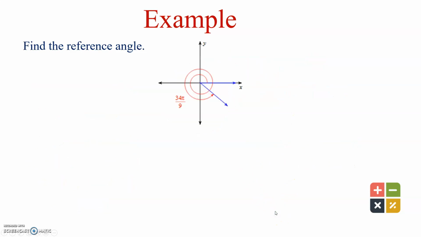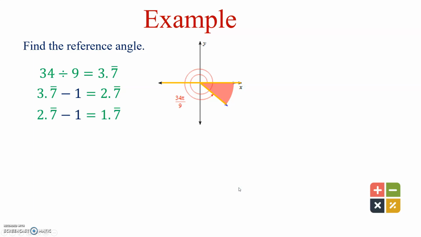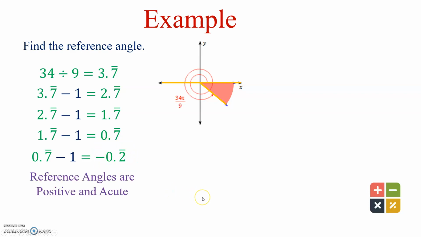All right, one last one. We've got our terminal side and our x-axis. This is the portion we're looking for. So we'll divide. 34 divided by 9, 3.7 repeating. I'll start subtracting. Subtracting 1, 2.7 repeating. Subtract another one. Still not good enough. Subtract another. We're getting close now because we have to get between 0 and 0.5. Subtract one more. Bam. There's our value. Like we saw before, it's always going to be positive. So tell the calculator to convert it to a fraction. It says 2/9. Final answer, 2 pi over 9.